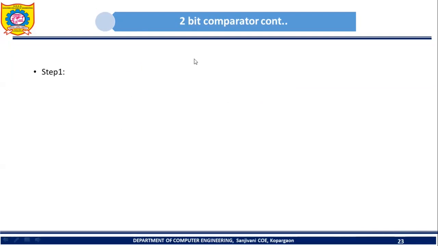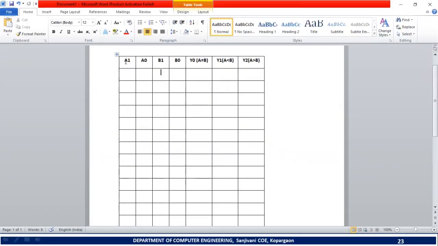Now let's try to design this 2-bit comparator. In order to design a 2-bit comparator, again first of all we have to start with the truth table. First of all we should obtain the truth table. So let's see how this truth table can be obtained. So see, this will be the truth table for the 2-bit comparator.